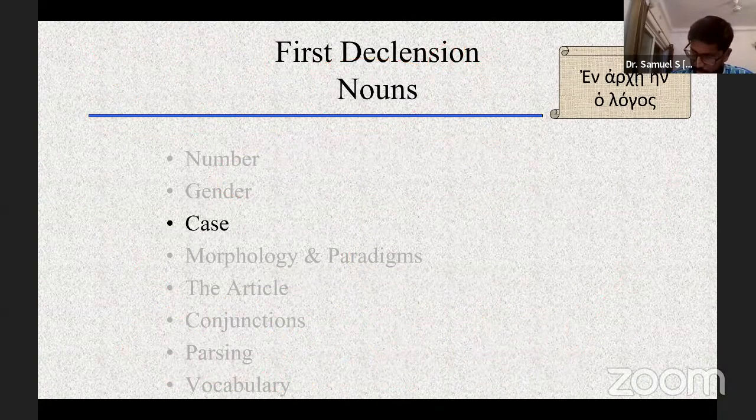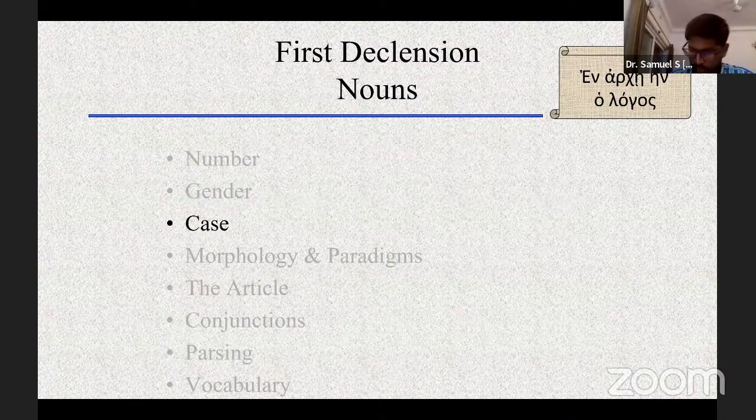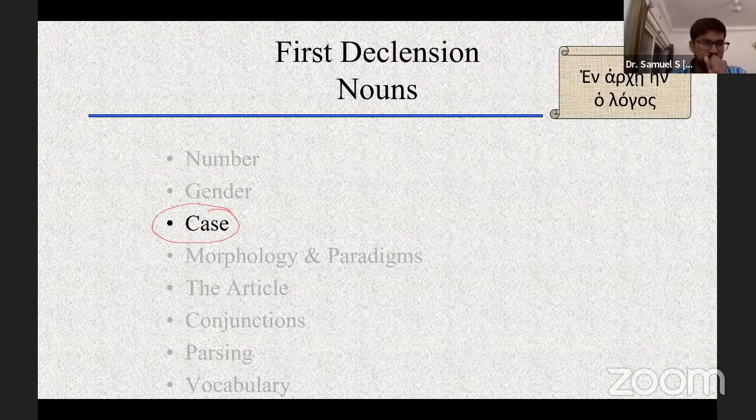Next, there's a third aspect in Greek, which is called case. Now this gets slightly complex, slightly rich, right? Number is very simple. Number is either singular or plural.